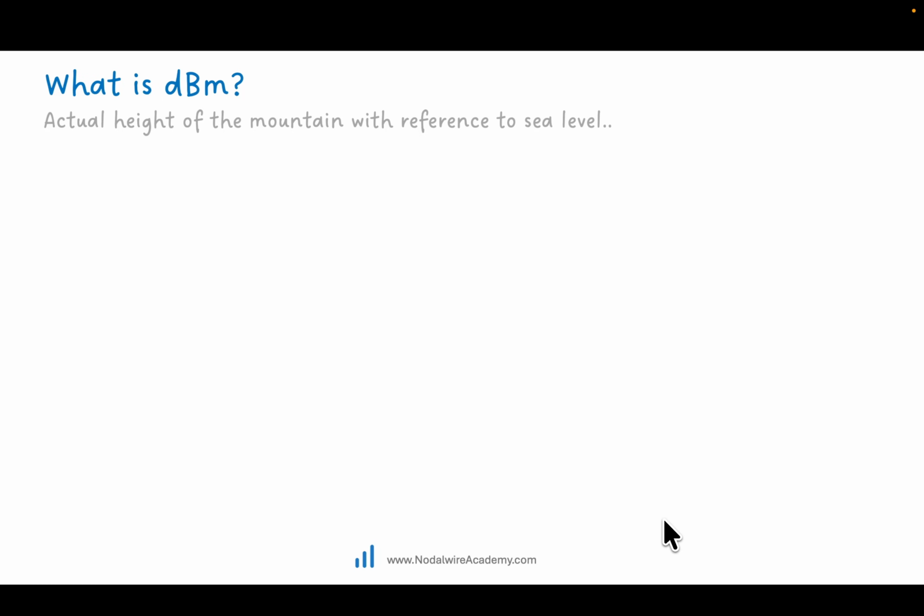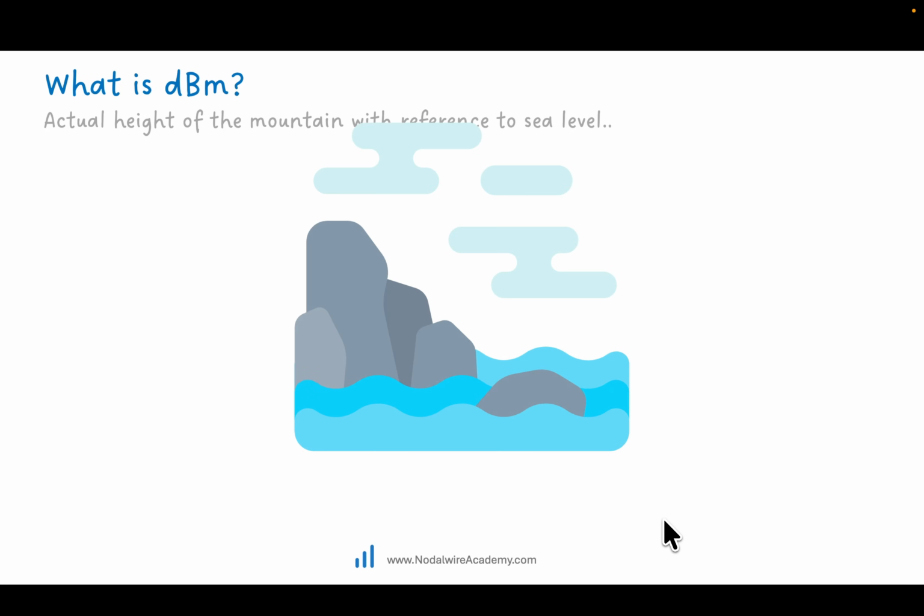Now we know why we are using dB and dBm instead of watts, because of the power level range. And now, where to use decibel per milliwatt and where to use decibel? Let's start with dBm. Let's start with an analogy.